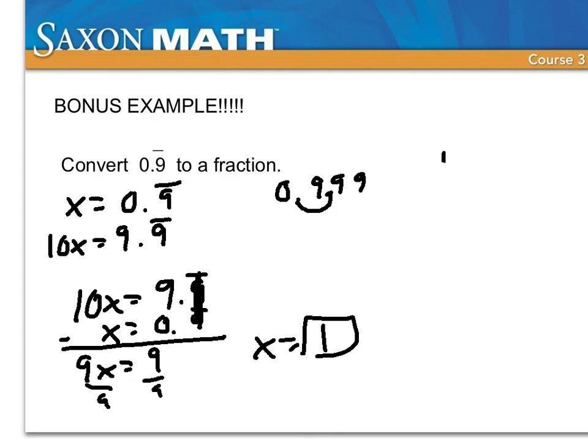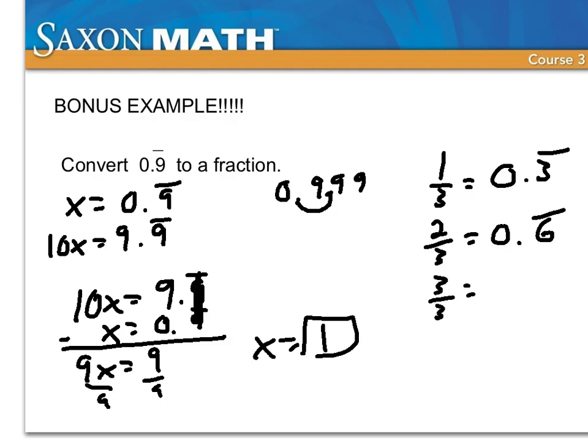Let's think about this. Think about 1/3 as a decimal. That's 0.3 repeating. 2/3 as a decimal is 0.6 repeating. So then what would 3/3 have to be? If I go 1/3, 2/3, 3/3, that's a pattern. Well, 0.3 repeating, 0.6 repeating, and 0.9 repeating would equal 3/3. And 3/3 is the same as 1. So again, that blows a lot of people's minds who don't know much about math, that 0.9 repeating can equal 1. And I've always thought that was cool.